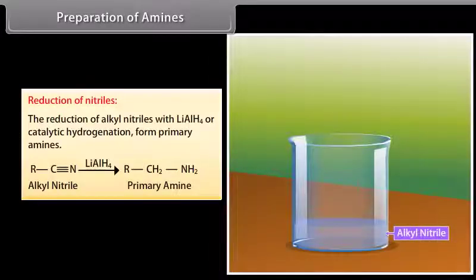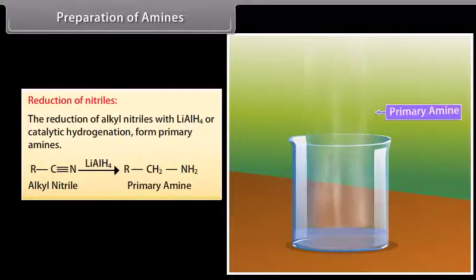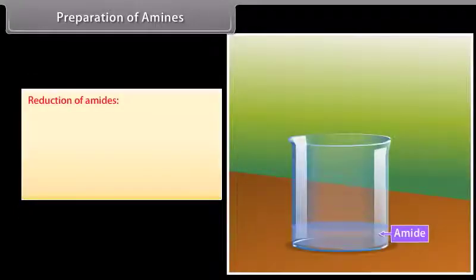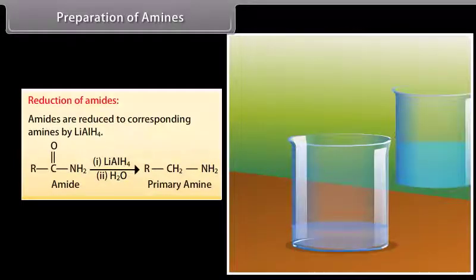Preparation of amines. Reduction of nitriles. The reduction of alkyl nitriles with lithium aluminium hydride or catalytic hydrogenation forms primary amines. Reduction of amides. Amides are reduced to corresponding amines by lithium aluminium hydride.